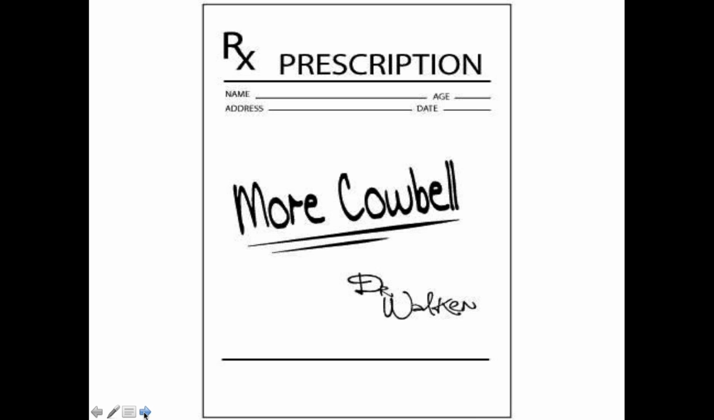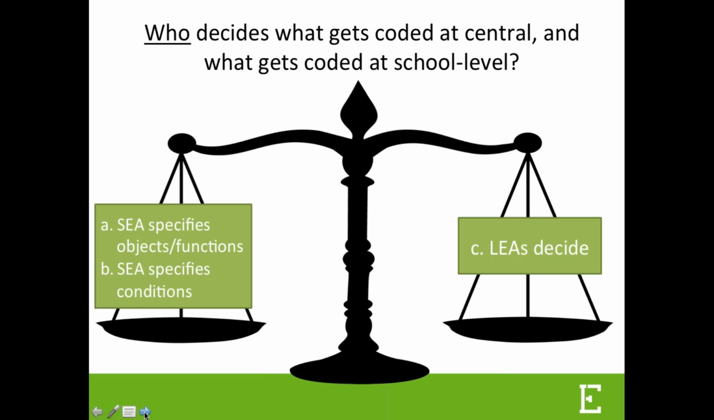But we're going to kick it off with this question. And this is a question that kind of leads into the tool that we have today, which is who decides what gets coded at Central and what gets coded at the school level inside LEAs. And this is a little bit of a flashback, but way back when in an earlier webinar, we had divided up into sort of 3 options. A was that the SEA would specify which objects or functions or both that had to be coded at the school level and which had to be coded central. And that exists in some places.